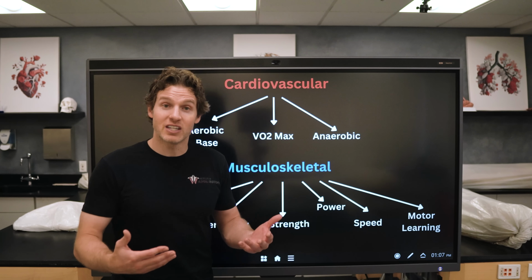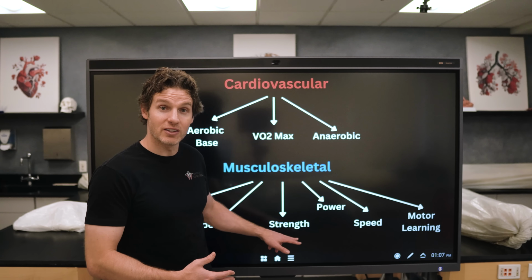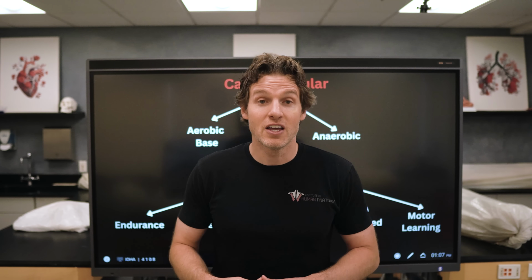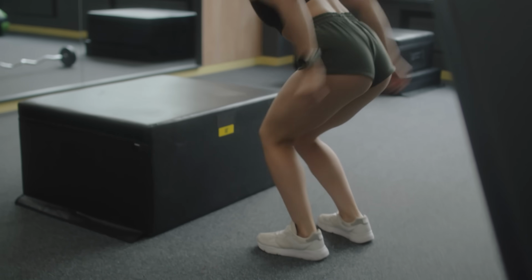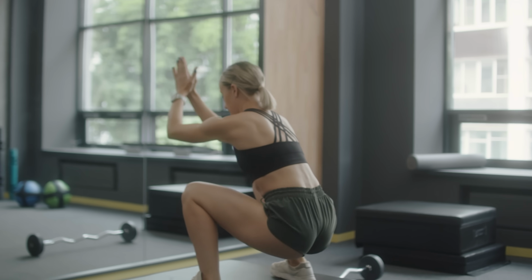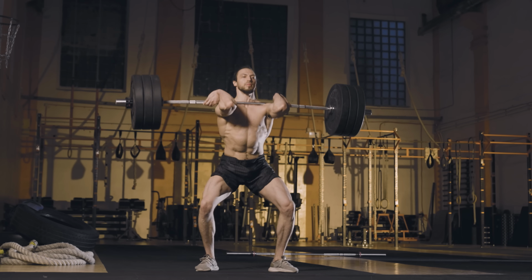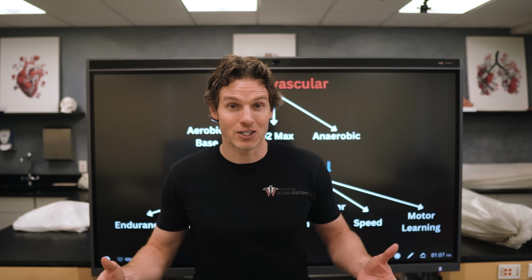But something like sprinting has a greater contribution of speed than it does strength. And the idea is if you increase one of these, strength or speed, your power should go up. And if power goes up, this would result in a higher vertical jump, greater sprint speeds, or even higher loads moved during Olympic lifts.